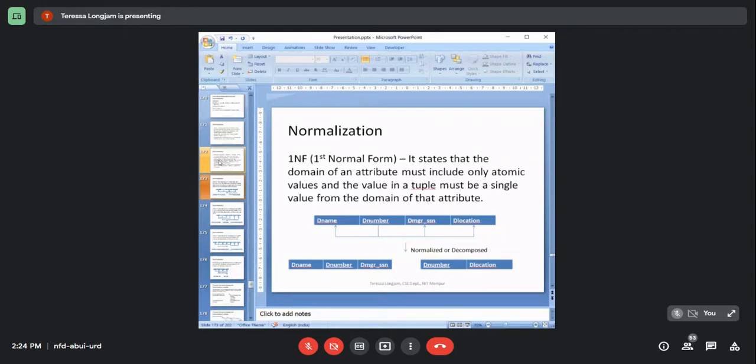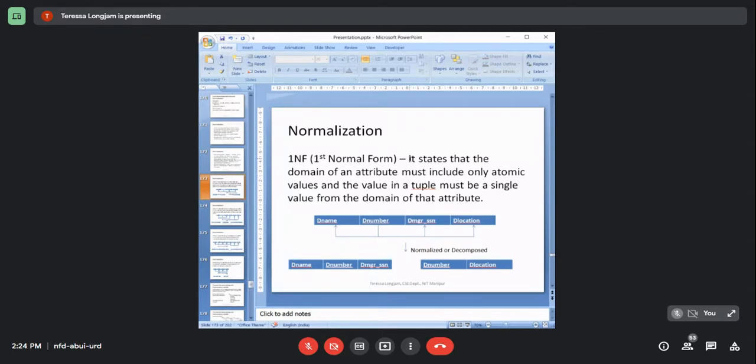Okay. So we'll see first normal form, and then we'll see second normal form, third normal form. After that, we'll see BCNF. Fourth normal form, fifth normal form, they are not that important. They are not that required. So we'll skip those things. Let us see the first one, that is first normal form.